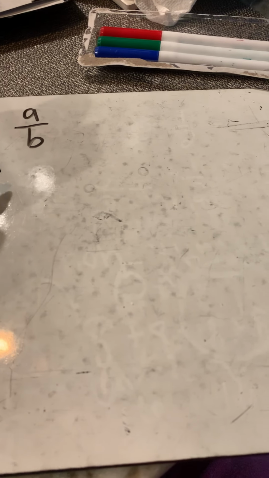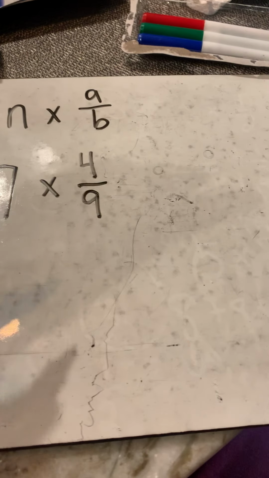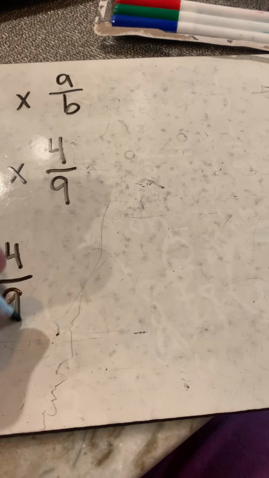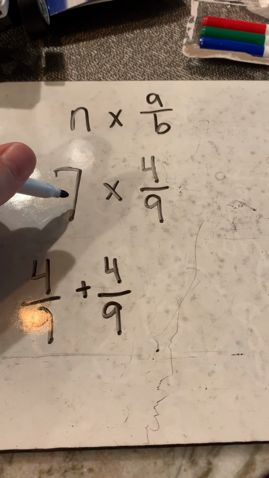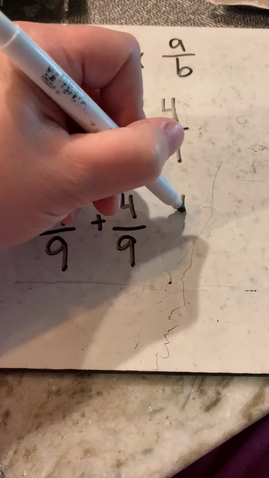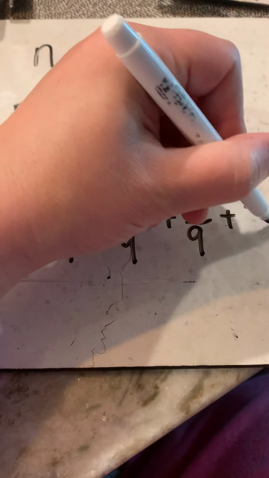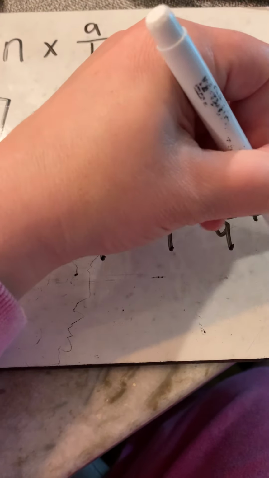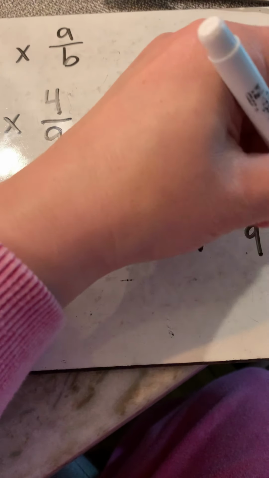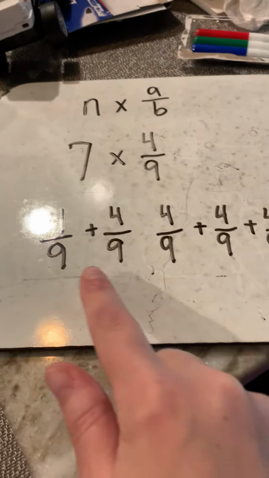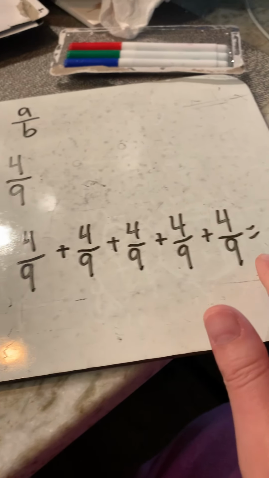7 times 4/9. Okay, I can write this out as, I mean, I'm not going to solve it this way, but I'm just showing you how many 4/9 would I have. I would need 7, right? This is read as 7 groups of 4/9. So 1, 2, 3, 4, 5, 6, 7. And I think you guys would agree that multiplication in this case is going to be definitely quicker than adding these all up.